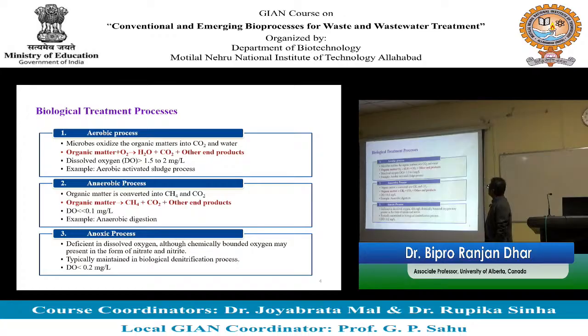A very common example of an aerobic process is the aerobic activated sludge process, which is a very typical process. We mention this process again and again, and we are going to mention it many times in today's lecture as well.